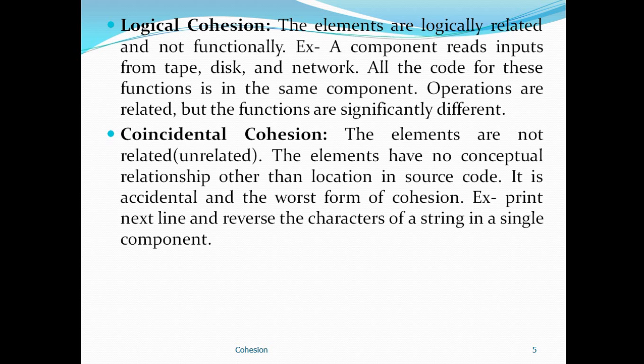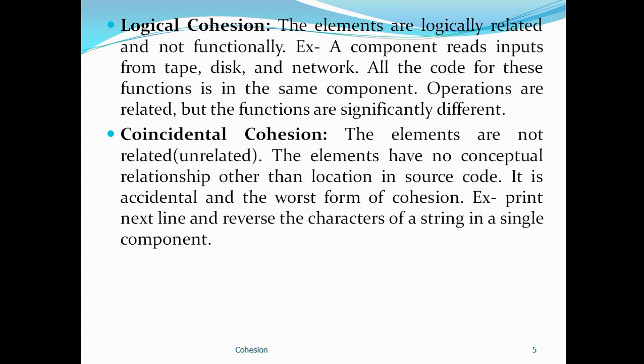Logical cohesion: some of the processes are logically related but physically unrelated. For example, reading text from the tape, reading text from the disk, and reading text from the network are logically the same but physically the tasks are different. That ought to be supported by logical cohesion.